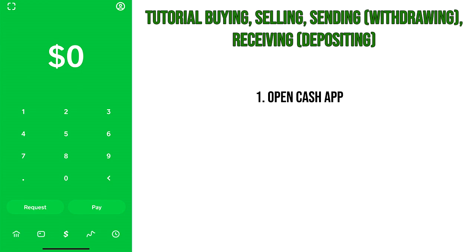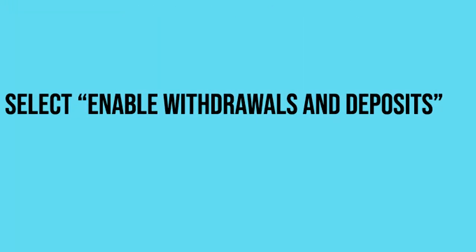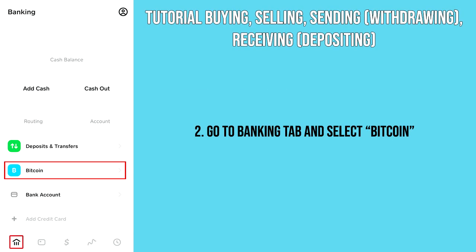So the first thing you're going to want to do after downloading Cash App is open it up. Now, once you open it up, this is what I tell everyone. Even if you're not ready to make that deposit right now and you're just looking to set it up, the very first thing you want to do is enable your withdrawals. To do that, go to the very first tab on Cash App, all the way to the left. It looks like a little bank. It's the banking tab. And you're going to click that Bitcoin button.